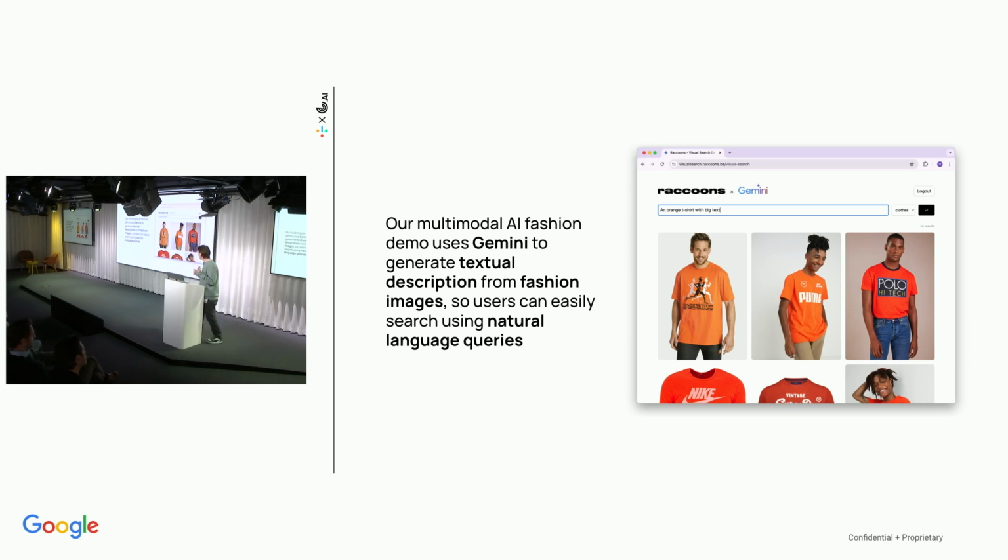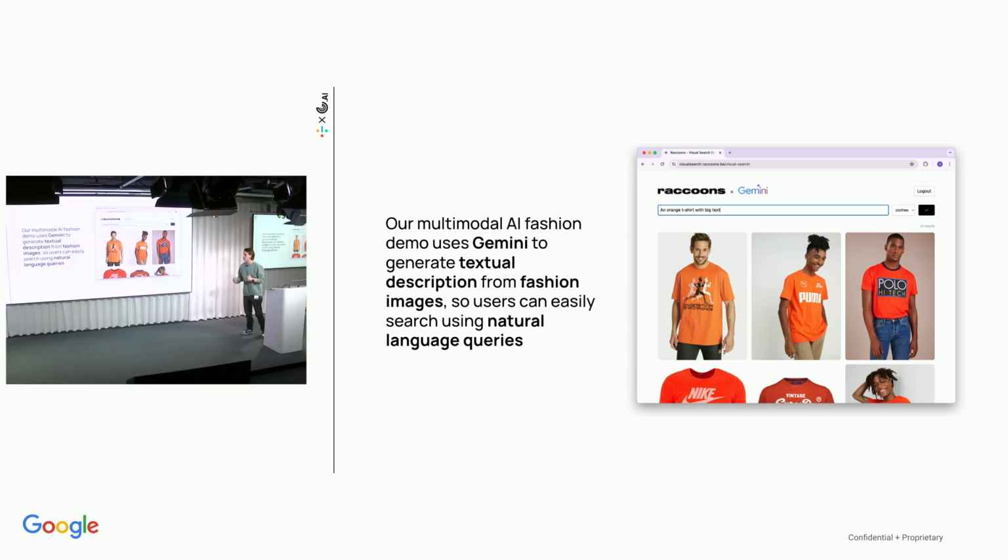Now when a user gives a textual search query, for example, an orange t-shirt with big text, it will search on those descriptions and on the structured information. So it will also use Gemini to transform the search query to some structured information. For example, color is orange and text size is big. And it will give us back all the results.